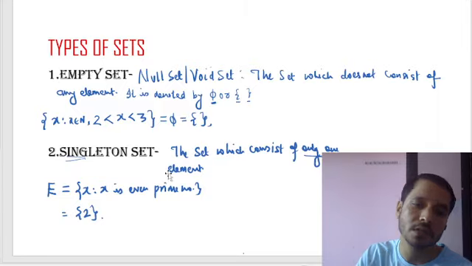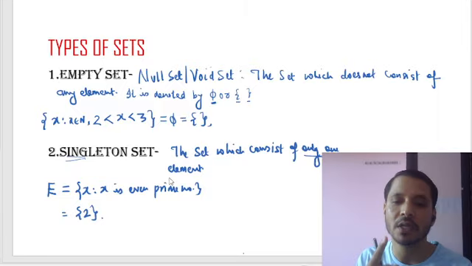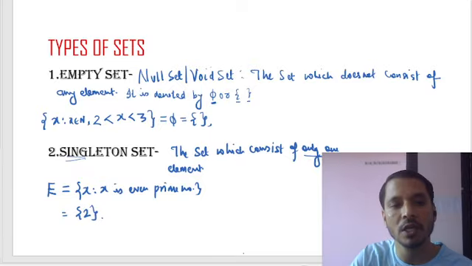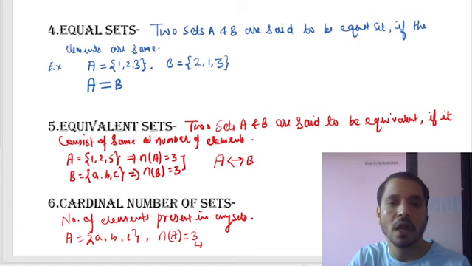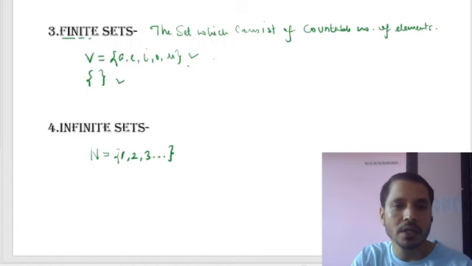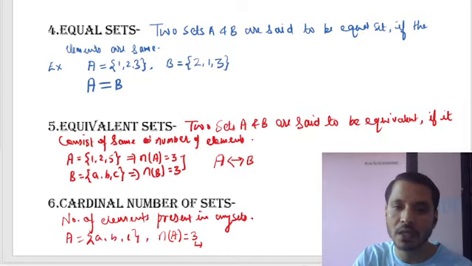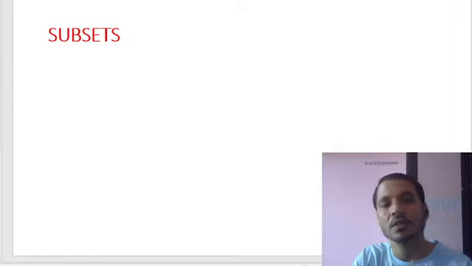Now singleton means the set which consists of just one element. Finite set means if the number of elements is countable, then it is called a finite set. And if the number of elements is uncountable, then it is called an infinite set. Now here we have equivalent and cardinal number, equal set, which we already discussed. Now we will come to the subset.